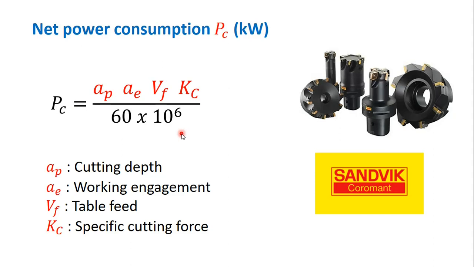Next, it is important to calculate the power consumption while I am using that machine. That can be done using these equations, where ap is again cutting depth, ae is working engagement, Vf is the table feed, and Kc is the specific cutting force. This formula will give you the power consumption in kilowatt.